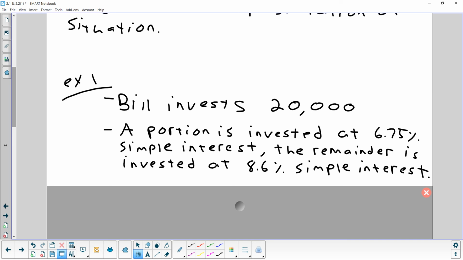Now, of course, if you can invest money in something, it's always better to invest in something that's going to pay you more money. You can make more money. So you might say, well, why doesn't he just invest all his money at 8.6? Well, maybe there's a limit.